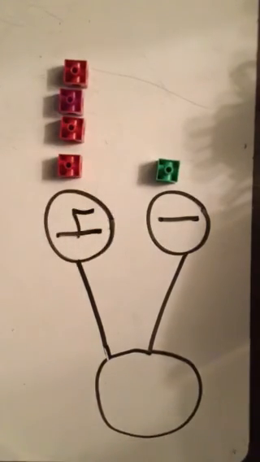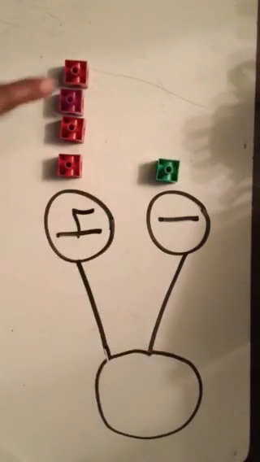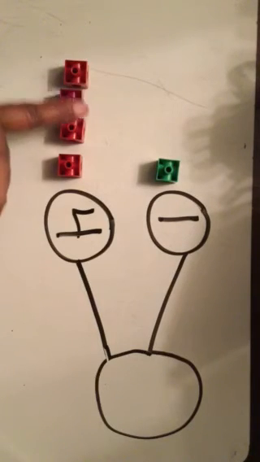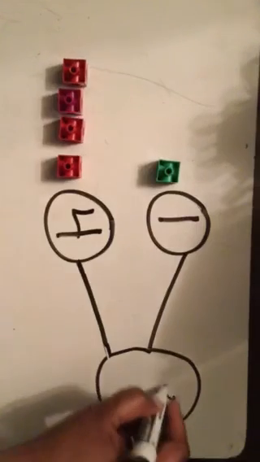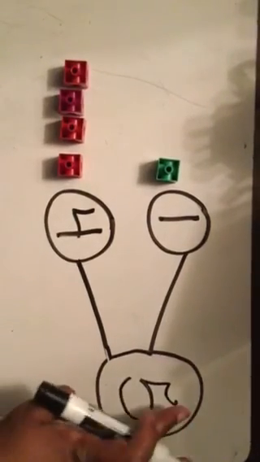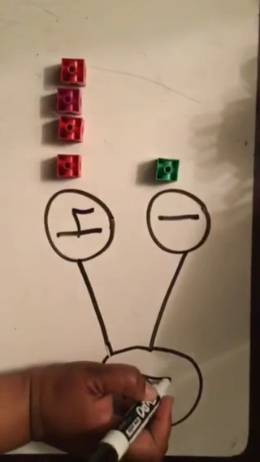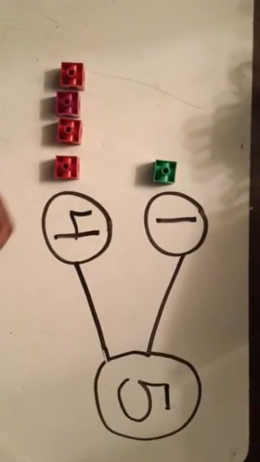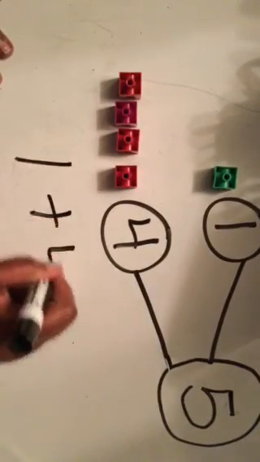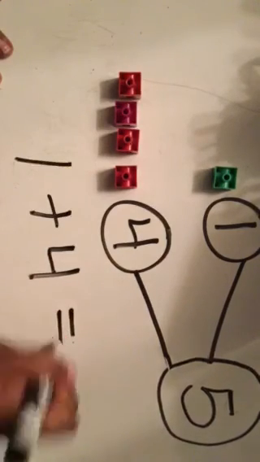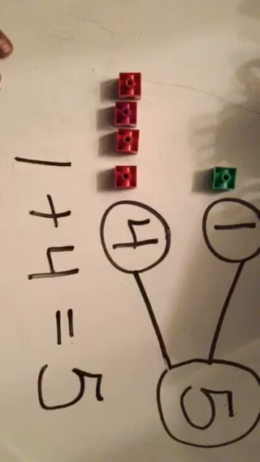How many horses do I have all together? I've got 1, 2, 3, 4, 5. Okay? Put a little curly Q at the top. Okay. 1 and 4 is the same as 5. 1 and 4 makes 5.